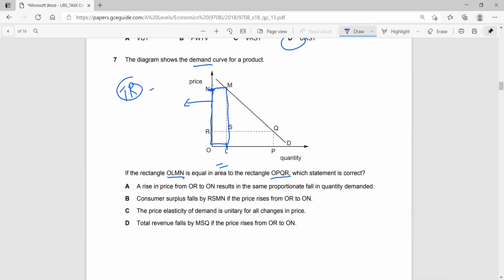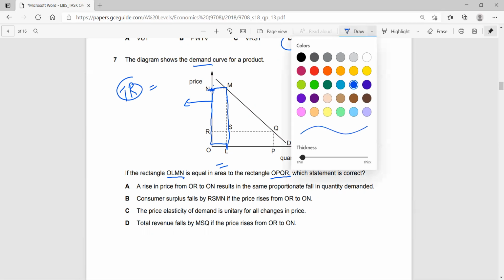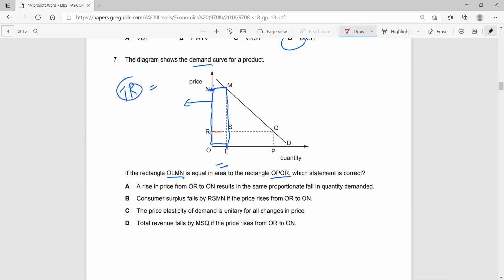And we're saying this is equal to this particular area. What is this particular area? This particular area is when the price is at R and the quantity is thus at P. So we're saying both of these rectangles are the same, which means both of the total revenues at different price points are the same.